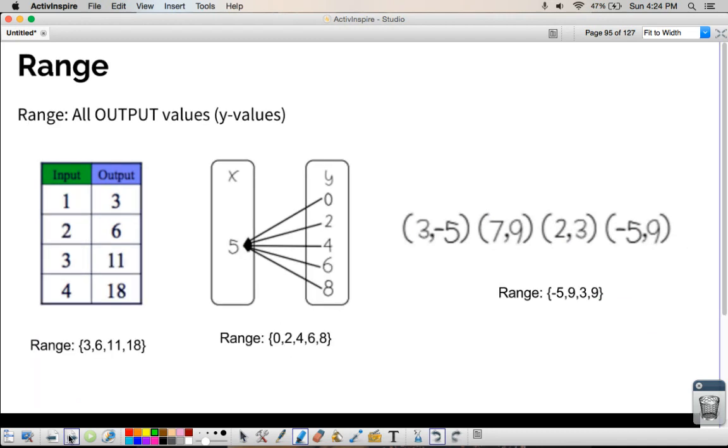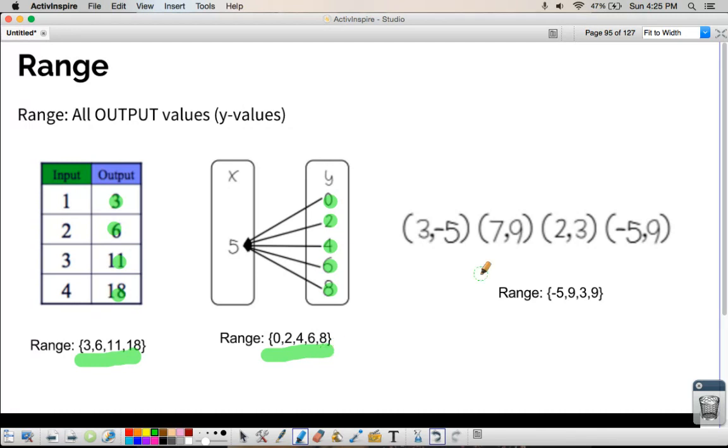Your range is all of your output values or your y values. So looking at the same set of information, I have 3, 6, 11, and 18 in my output. So my range is just 3, 6, 11, and 18. In this mapping diagram, I have 0, 2, 4, 6, 8 in my y column. So my range is 0, 2, 4, 6, 8.